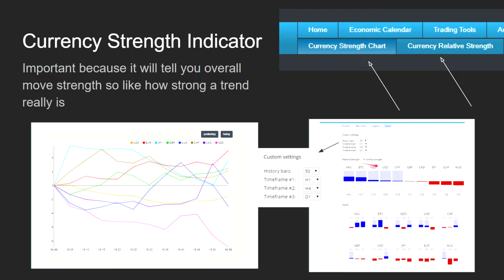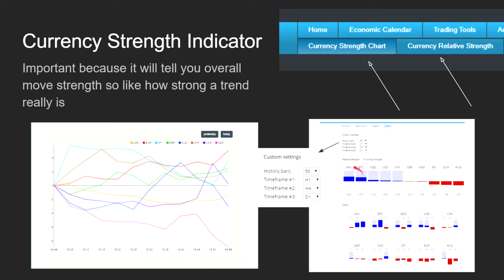So how do we use this? What this is going to tell you is the relative strength, so it's the strength of the thing itself. So just the US dollar, or just the euro, or just the Japanese yen, sorry. The more red it has, the weaker it is. The more blue it has, the better it is.